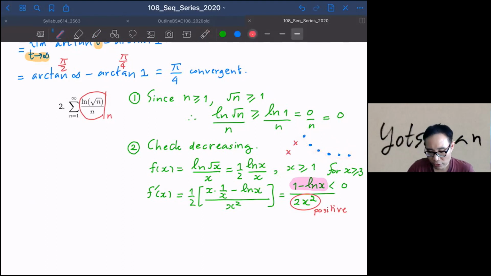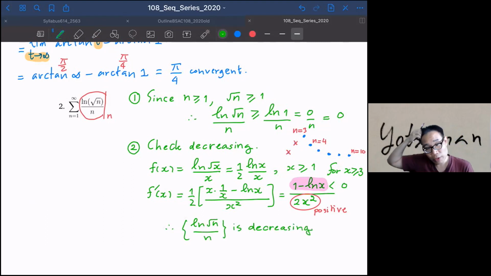So you can start at n equal to 3, n equal to 4, n equal to 10 or something. It's going to become smaller and smaller, so you have decreasing. So the sequence log root n over n turns out to be decreasing. So we are able to conclude decreasing. However, it's going to be decreasing eventually. It's not going to be decreasing all the time. It's going to be decreasing eventually in this case.